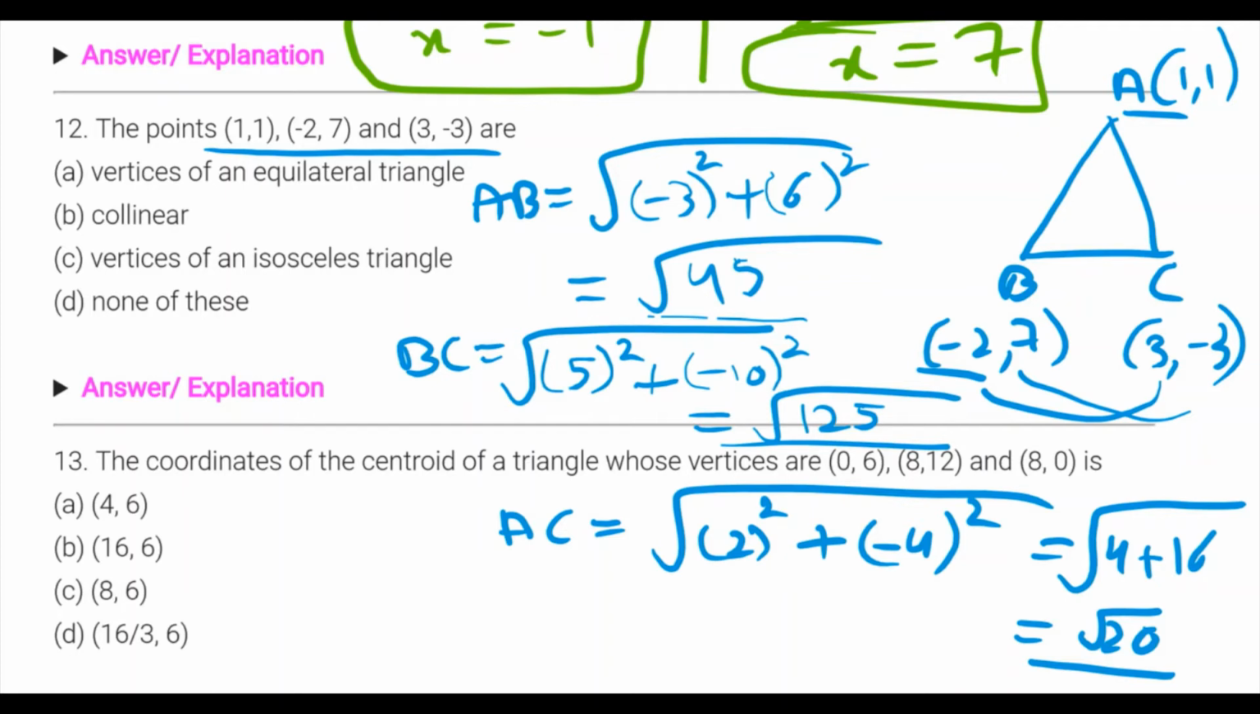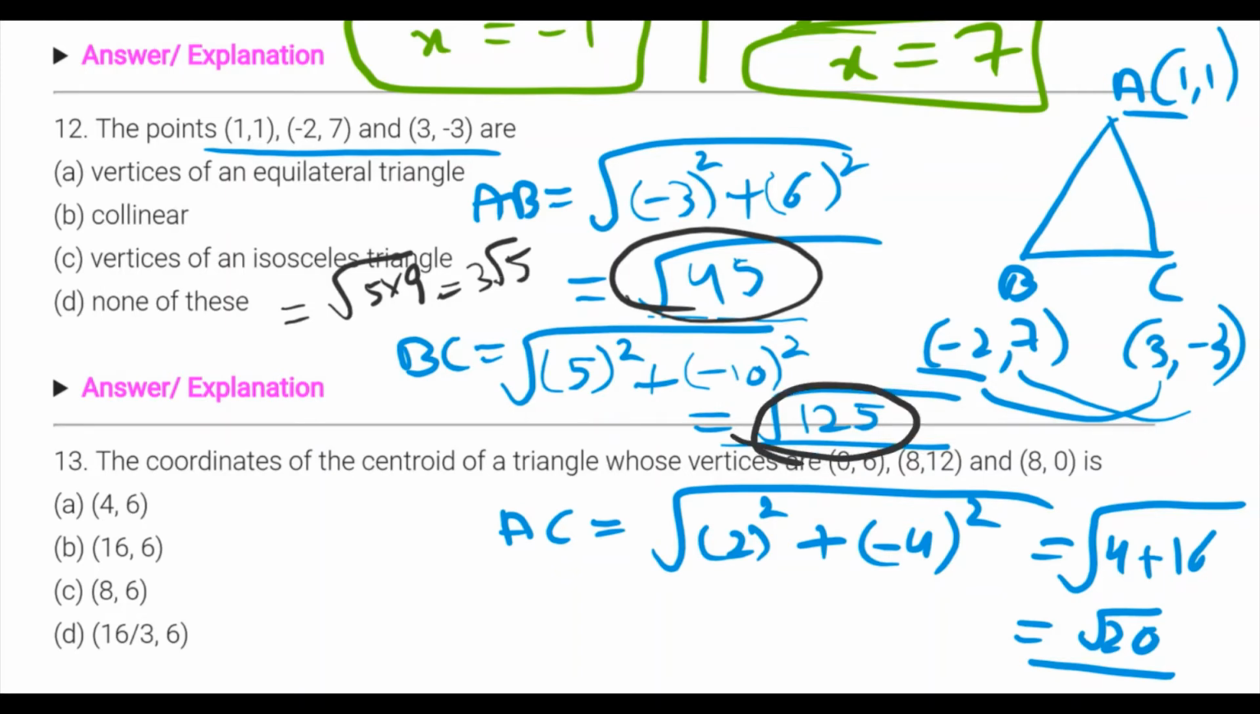If they are root values, we can't judge the triangle now. Let us convert these roots into simpler values. I can convert root 45 as 9 into 5, which is 45. So root 5 into 9. Root 9 is 3, so it's 3 root 5. This value is 3 root 5. Root 125 is 5 into 25. So this is 5 root 5.